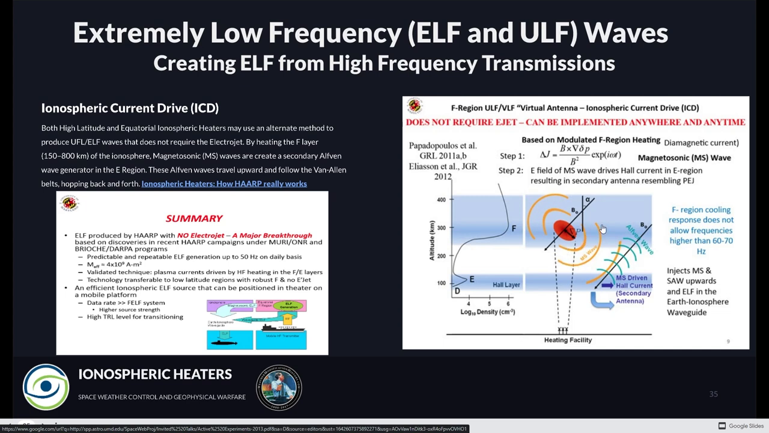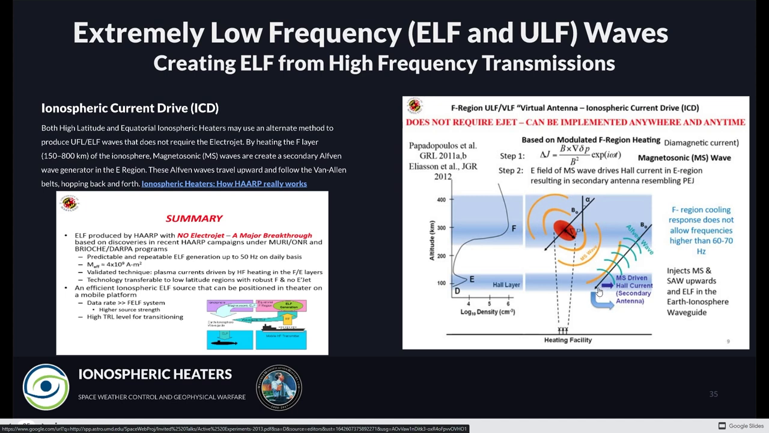But these are very powerful waves, to say the least. So these magnetosonic waves not only travel upwards, but they travel downwards. And when they hit the E region around 100 kilometers, they then create a magnetosonic driven Hall current, a secondary antenna. This is where the ultra low frequencies are created.